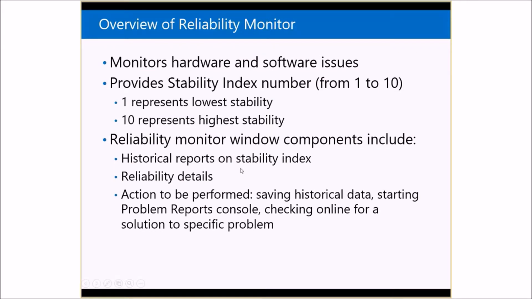There's also a reliability monitor, which monitors the hardware and software issues and provides you a stability index of 1 to 10. And 1 obviously represents the lowest stability and 10 represents the highest stability. The reliability monitor window component includes a historical report of the stability index, reliability details, and actions to be performed. So saving historical data, starting problem report console, checking online for solutions. It's one of those things that probably helps you diagnose what's going on with your computer or server and helps you identify things that potentially could be wrong.